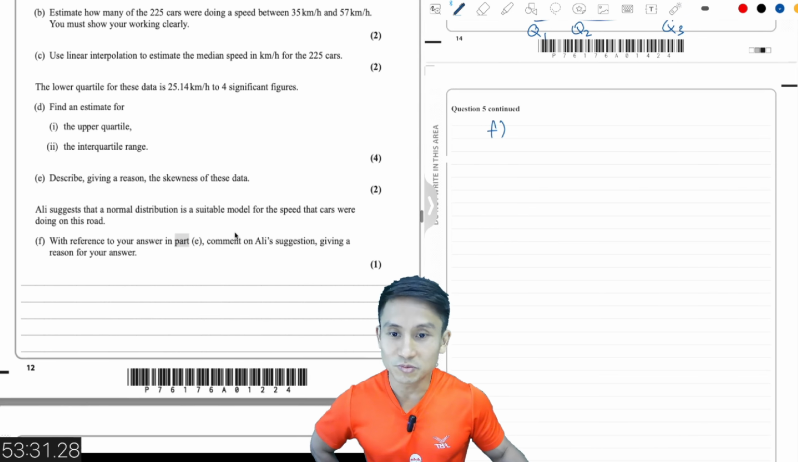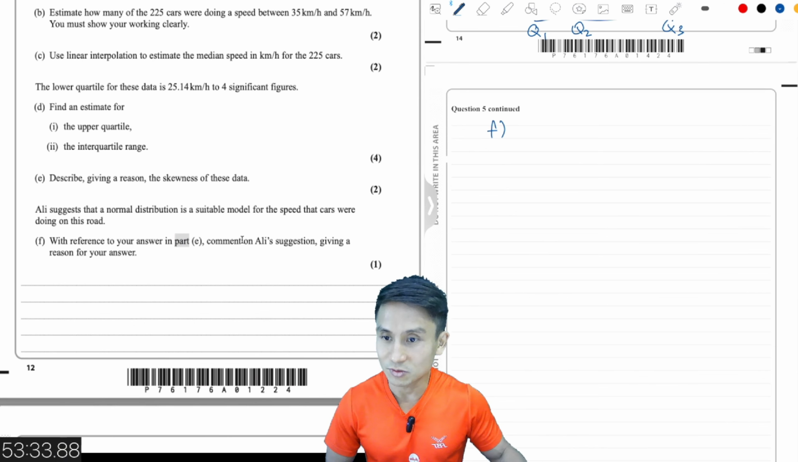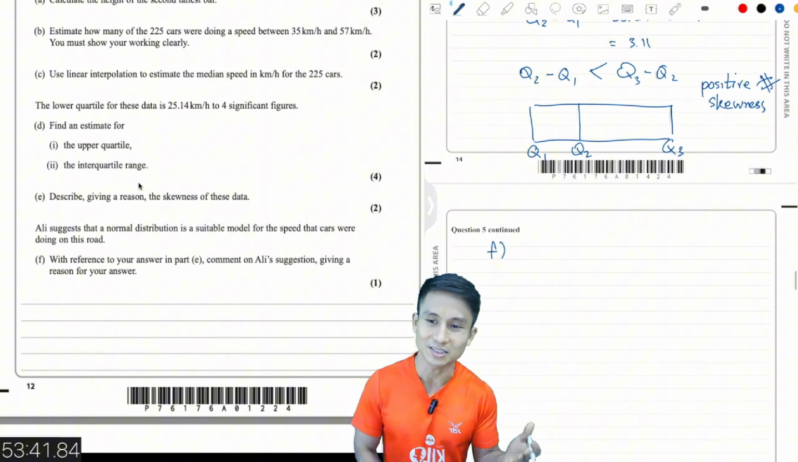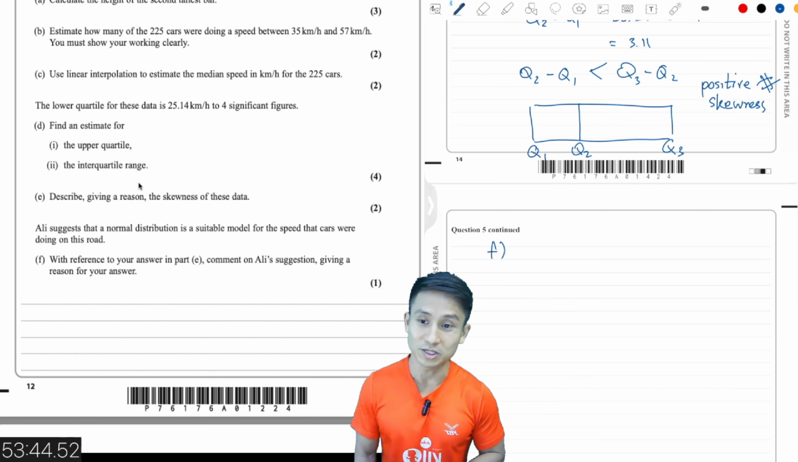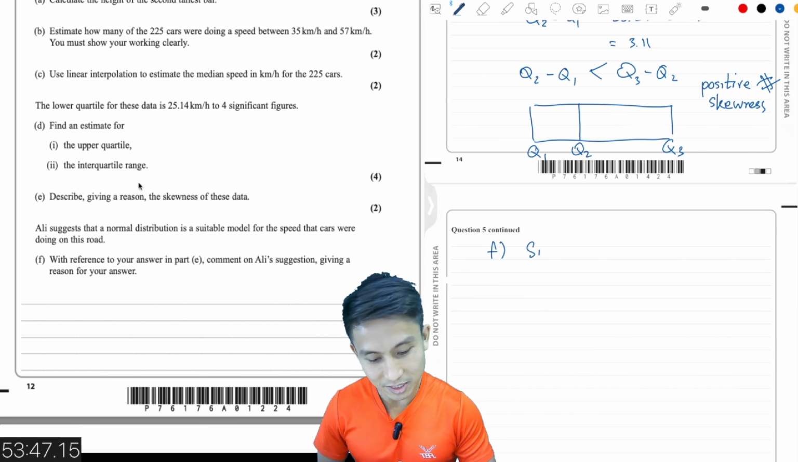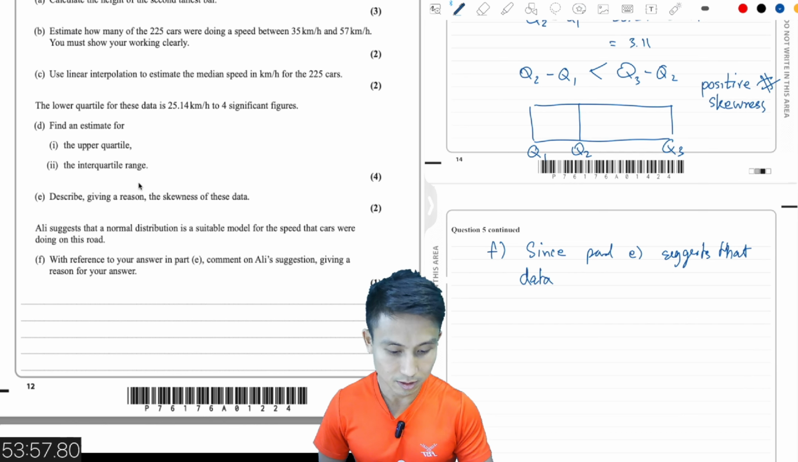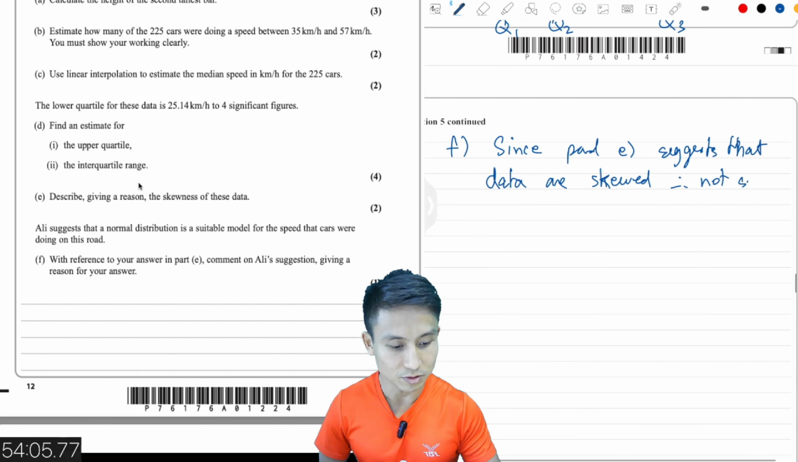Ali suggests that the normal distribution is a suitable model for the speed that cars were doing on this road. With reference to your answer in part E, comment on this. Well, yeah, if we want to use skewness, because data is skewed, usually normal distribution should be symmetrical. Since part E suggests that data is skewed, therefore not symmetrical. Yeah, and any data with skewness, it means it's not symmetrical.